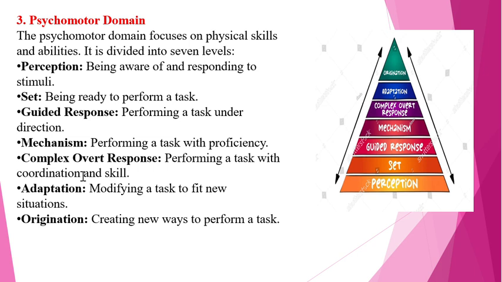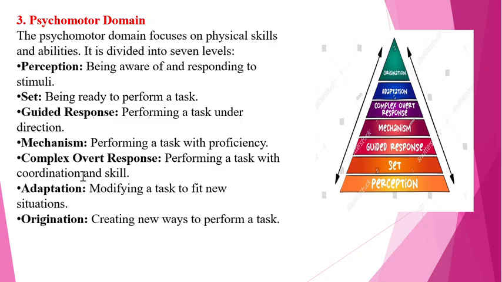The second one is set. It means you are ready to perform a task. Number 3 is guided response. It means you are performing a task under a given direction. The number 4 is mechanism. It means performing a task with proficiency. The number 5 is complex overt response. It means performing a task with coordination and skills.